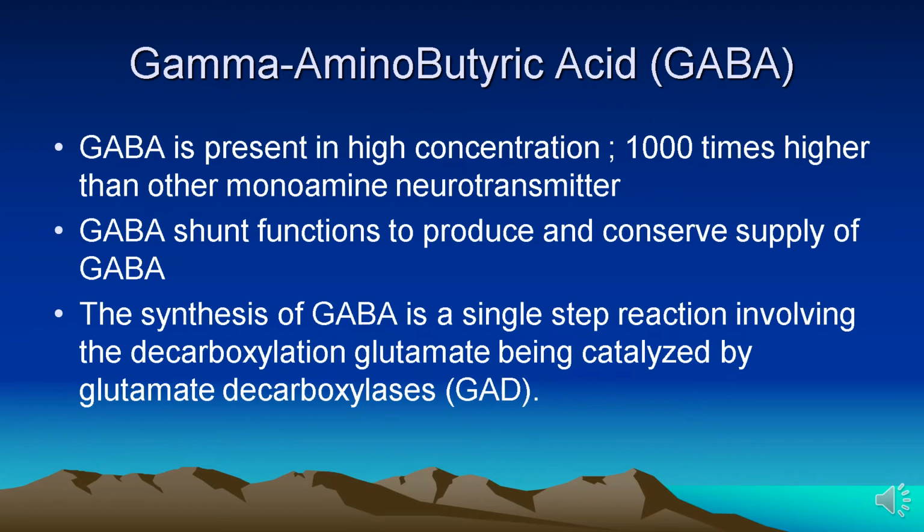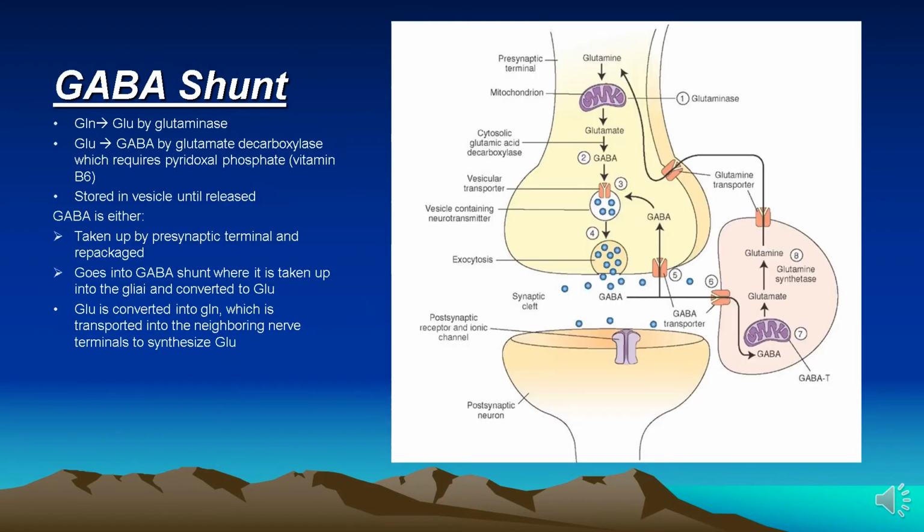GABA, which is gamma-aminobutyric acid. GABA is present in very high concentration compared to other small neurotransmitters. It is about 1,000 times higher than the other ones in the brain. The GABA shunt functions to produce and conserve the supply of GABA, and its synthesis is a single-step reaction involving decarboxylation of glutamate by an enzyme called glutamate decarboxylase.